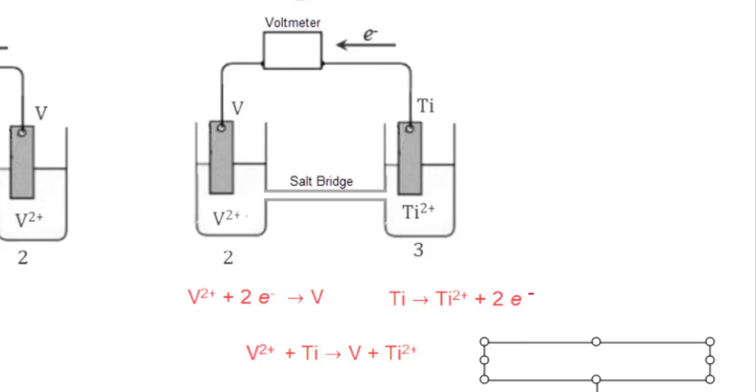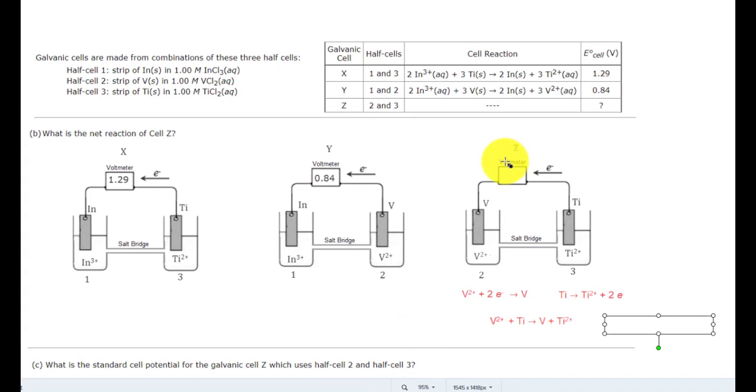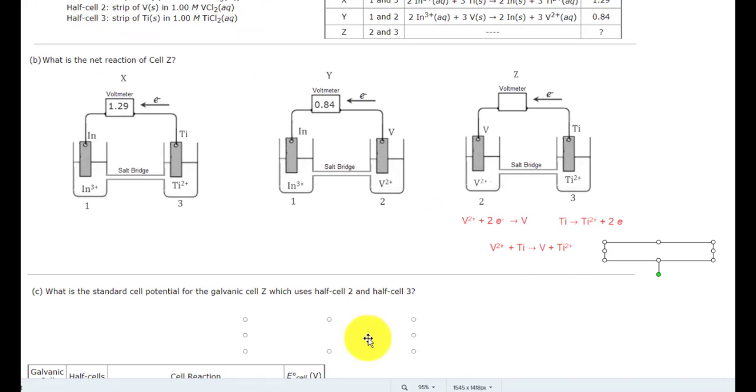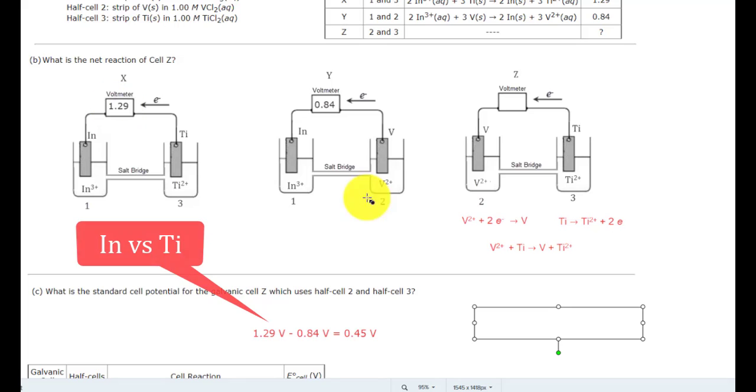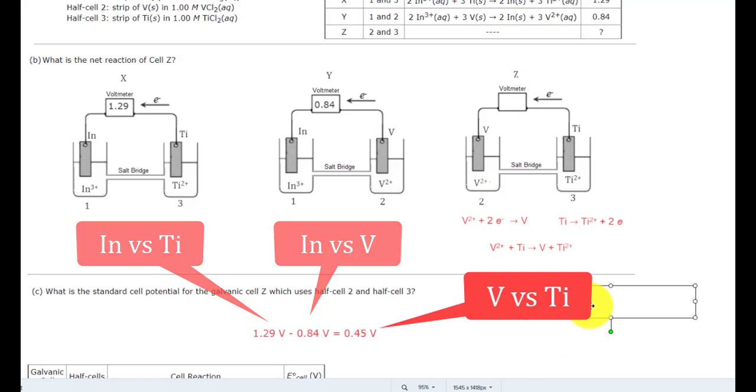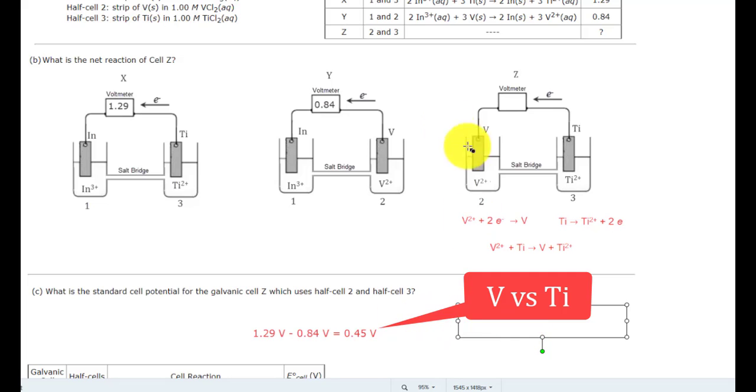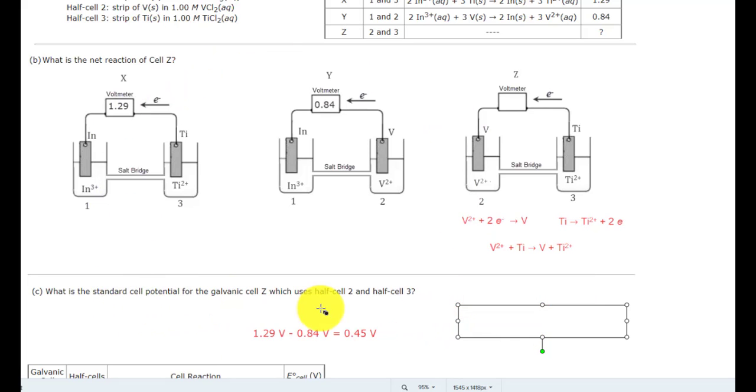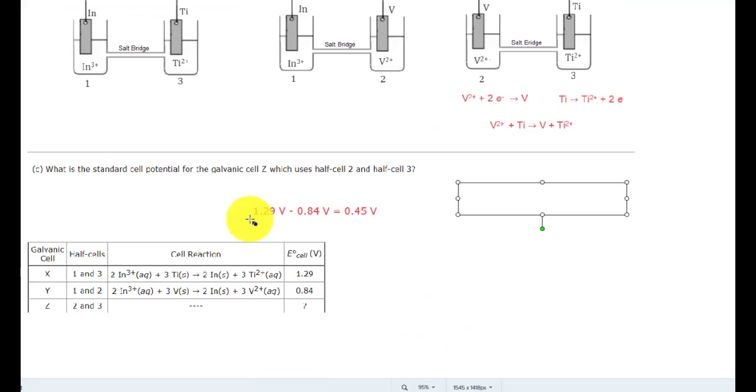Now, what is the standard cell potential, which uses half cell 2 and half cell 3? Well, what's going to be the voltage? All right. Well, what's the difference between those two numbers? 1.29 volts versus the indium pulling here at 0.84 volts. The difference is 0.45. So our difference is going to be a simple 0.45 volts as our answer for the standard cell potential. Another way of doing it.